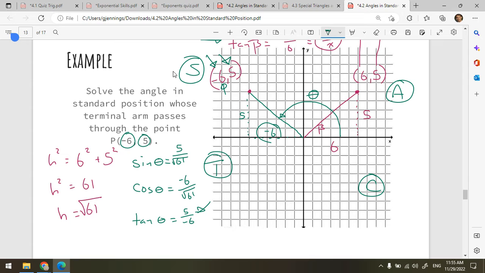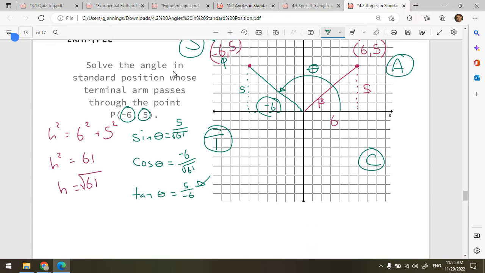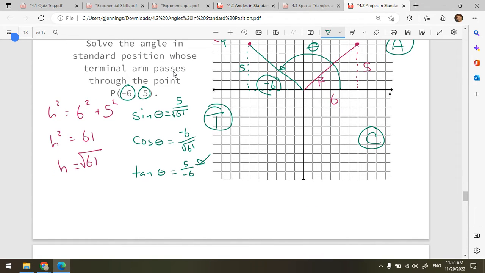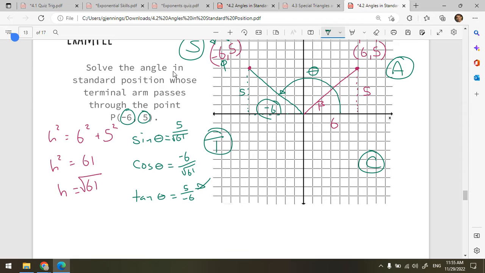All right. So that's how you find the sine, cosine, and tangent of these things. And yesterday, I can recall we used one of the inverse functions to find this angle. Let's use a different inverse function. Let's use tan theta and see what we get. So let's take tan inverse of 5 over negative 6, and that should give us theta. Let's see what we get.